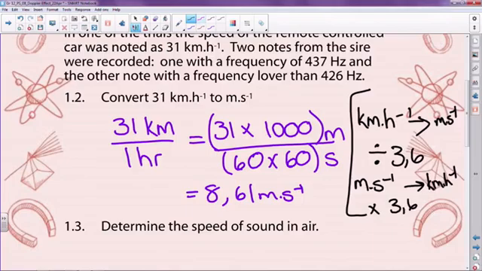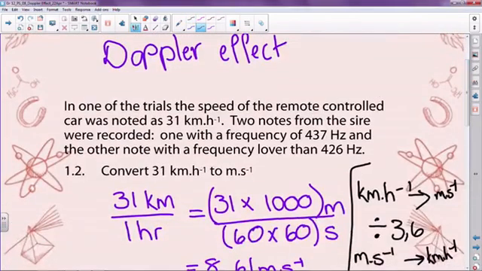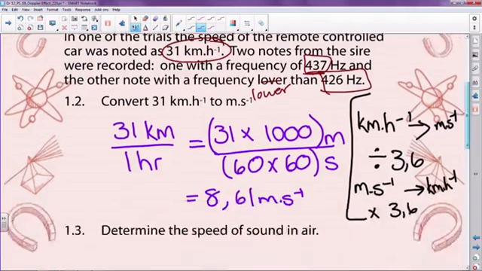Now, they ask you to determine the speed of sound in air. Be careful here because of the information that was given. That should say lower. I was given a frequency here, and I'm given a velocity. You're not going to use two equations. You only need to use one. The second frequency they gave you, they just said it's lower than 426. They did not tell you what it is. So we're going to have to use the 437, the higher frequency.